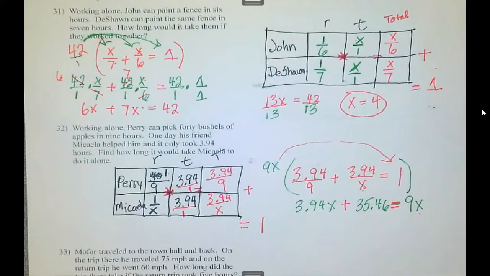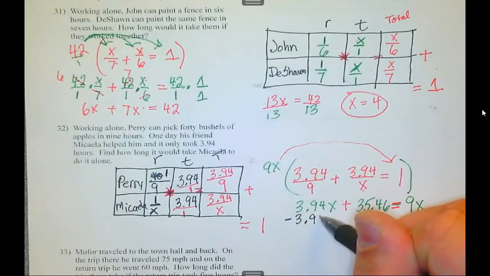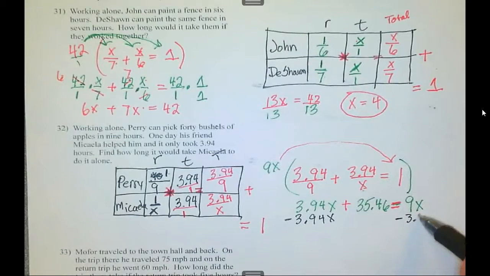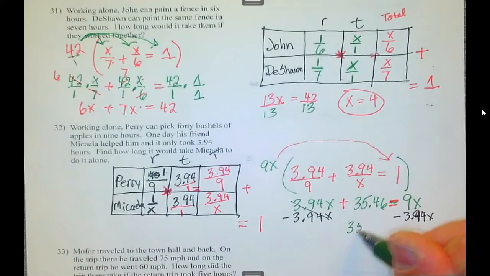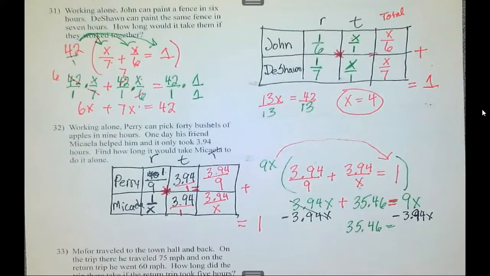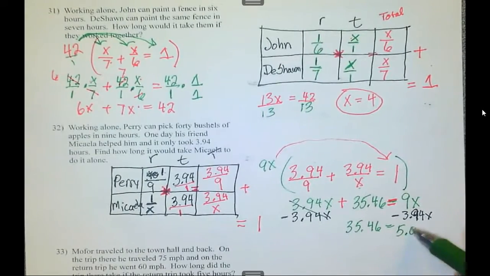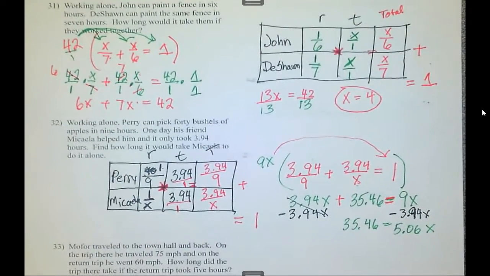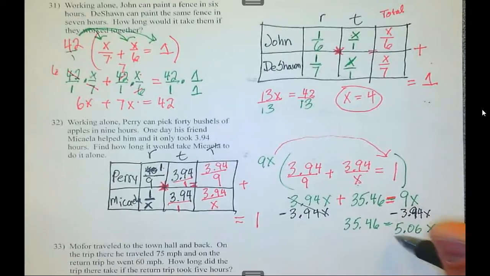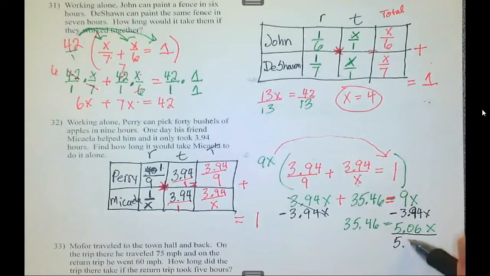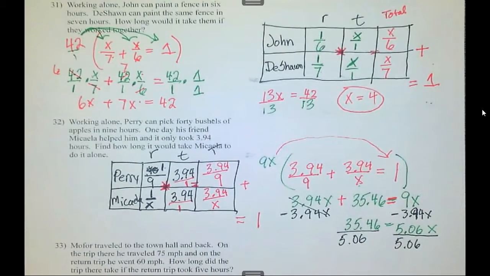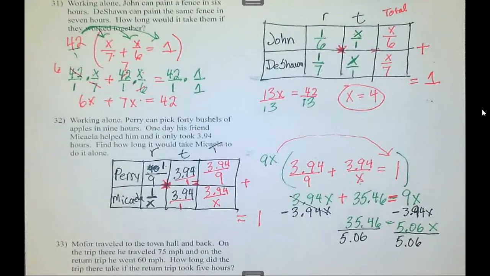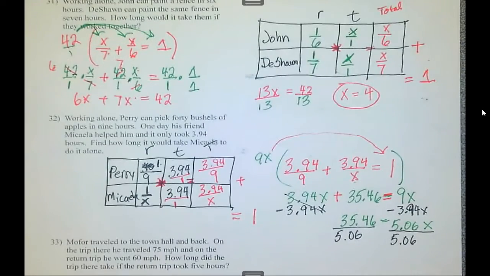Let's see. I'm going to subtract 3.94x from both sides. These cancel. I get my 35.46. 9 minus 3.94, I get 5.06x. You with me? I want to get x by itself, so I'm going to divide both sides by the coefficient 5.06. So, 35.46 divided by 5.06, and I get about 6.3 hours.